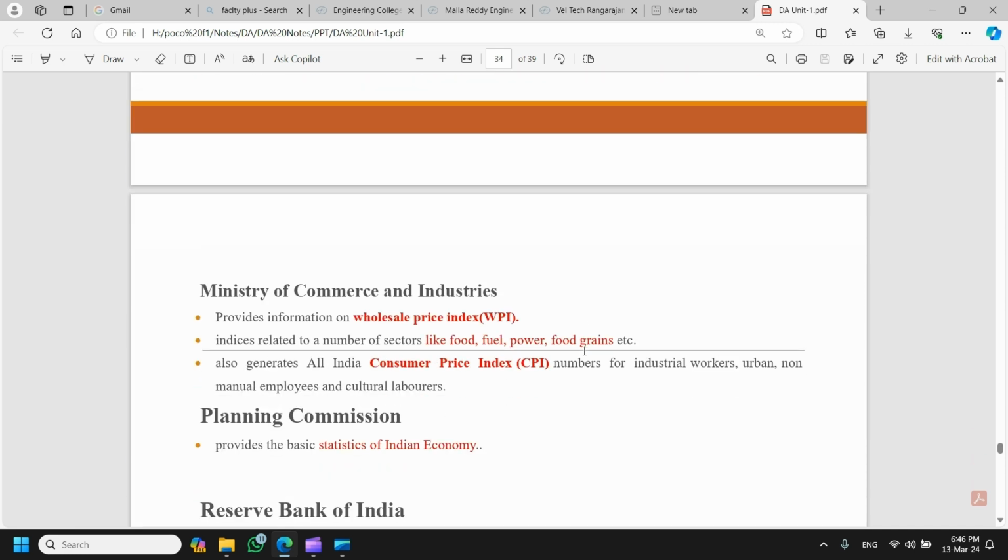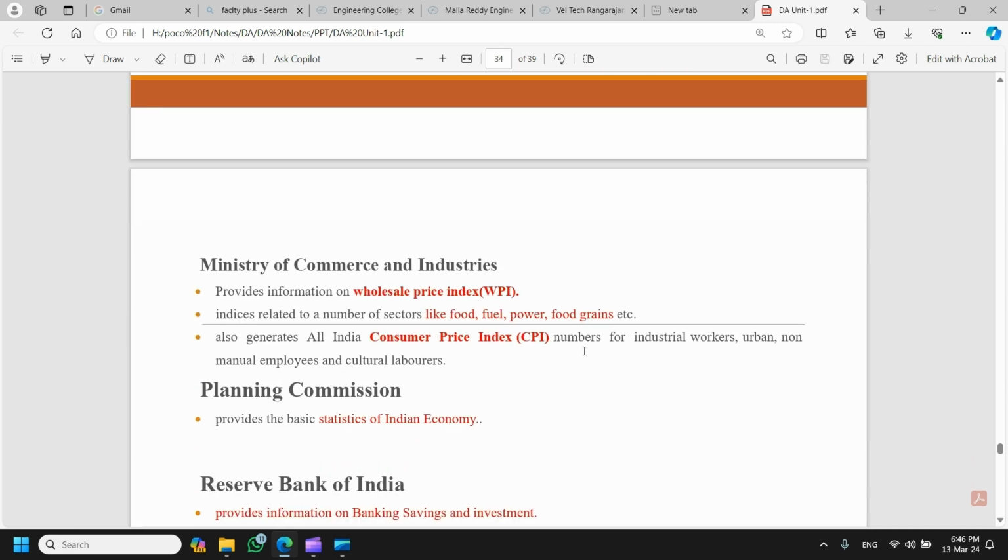The Ministry of Commerce and Industry provides the wholesale price report. We call it the wholesale price index. When the wholesale price index increases, there will be growth. When prices decrease, it affects the market data. Market data means foreign investments coming in and foreign companies coming here. When the wholesale price index increases, they try to invest money here.